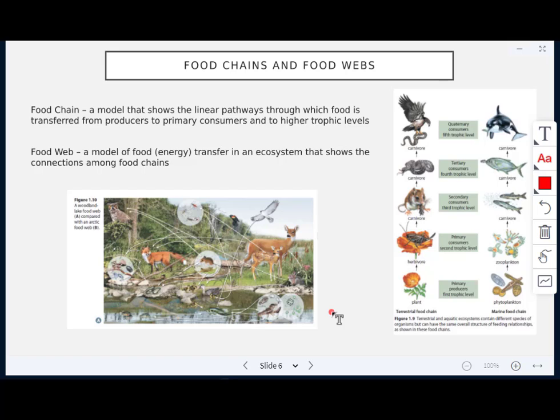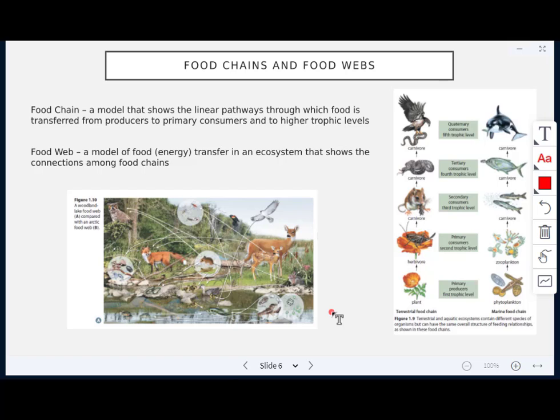So just to recall, you've probably learned this in elementary or junior high. A food chain just shows a linear pathway through which food is transferred from producers to the primary consumer and then to higher trophic levels. Whereas a food web is a model of food energy and it shows the connection among food chains.